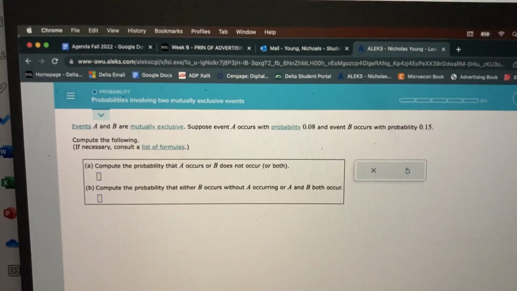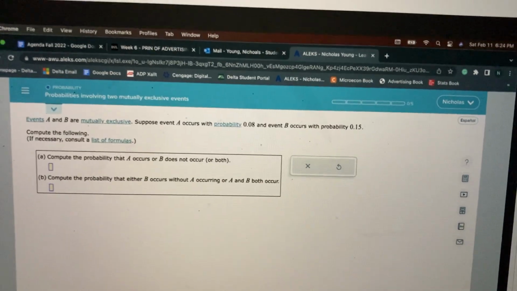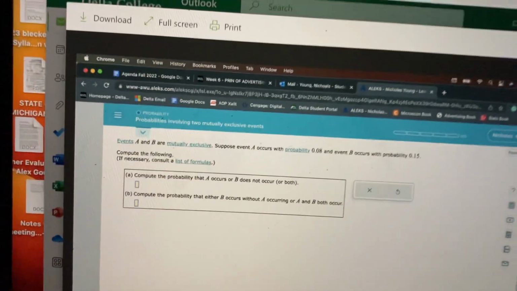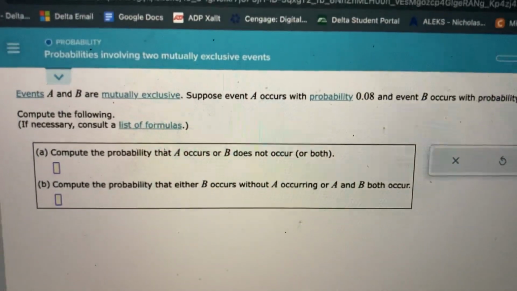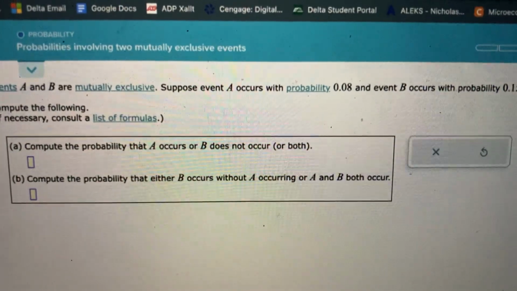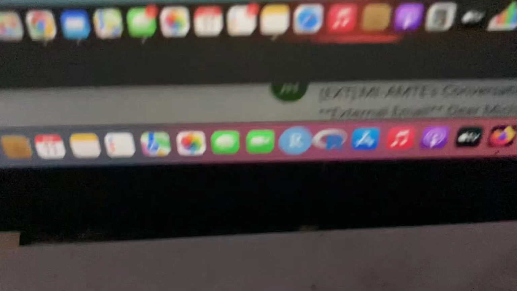Hi everybody. So I'm just making this video to help out with this idea of mutually exclusive events. So I'm going to zoom in for a second or get close up and we'll read it and try and answer the two problems that are presented. It says events A and B are mutually exclusive. So mutually exclusive basically says that there's no overlap.